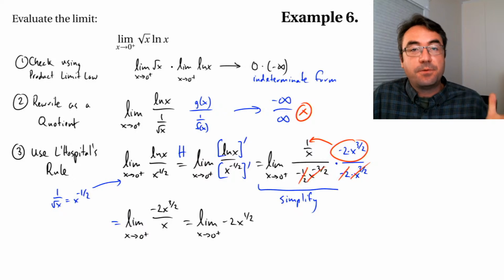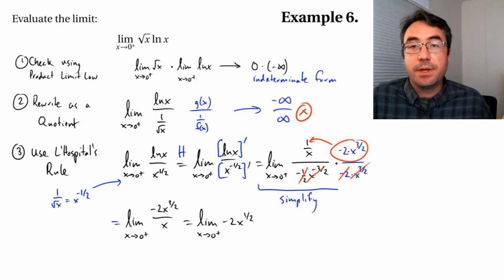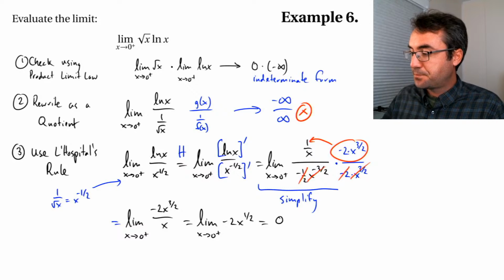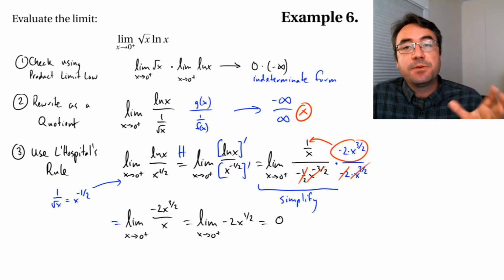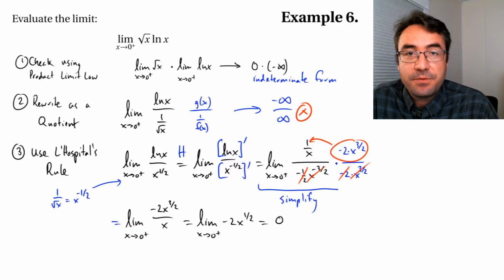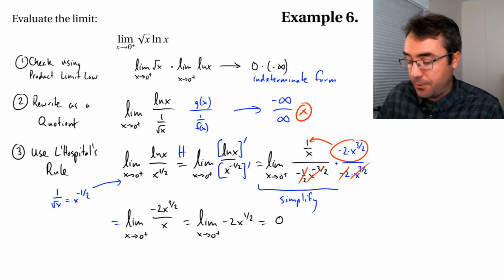And now this is a form that we can handle. So we can just plug 0 in. And we get 0. So we applied L'Hopital's rule once. We simplified it down as much as we could. And then after we've simplified as much as we could, we saw that it was a form that we could just plug in to evaluate.